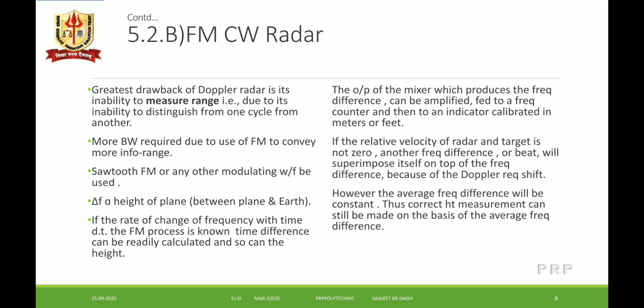If the relative velocity of the radar and target is not 0, then another frequency difference or beat will superimpose itself on top of the frequency difference because of the Doppler frequency shift. However, the average frequency difference will be constant. Thus, correct height measurement can still be made on the basis of the average frequency difference. So the greatest drawback of the Doppler radar, its inability to measure range, is overcome in this frequency modulated continuous wave radar.